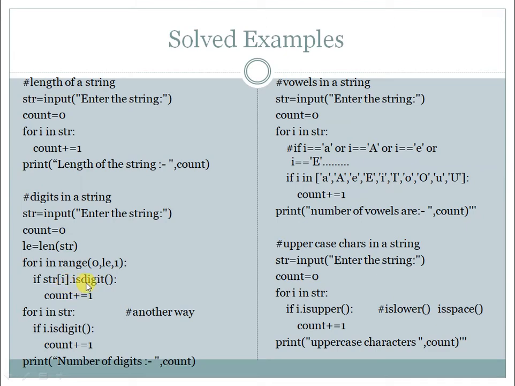If it is digit, so how do you check digit? We have isdigit function. So we write if str[i].isdigit, that means if the particular character is a digit, it will return true. Then if the character is a digit, you can increase the count. This way you get the total number of digits in a string.